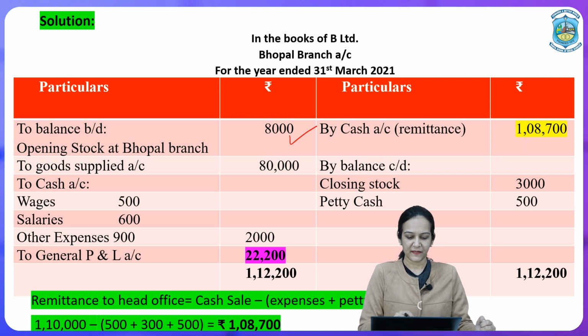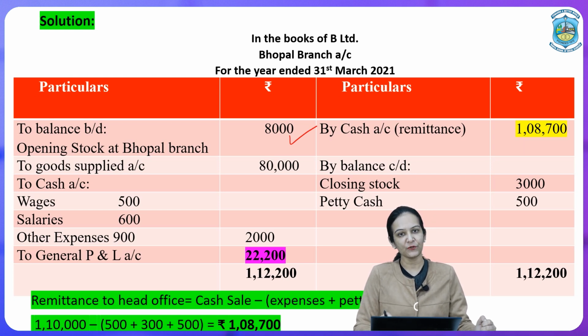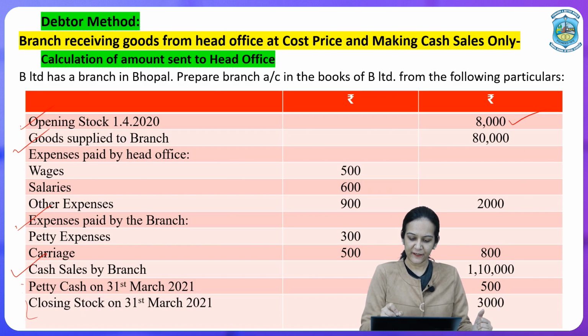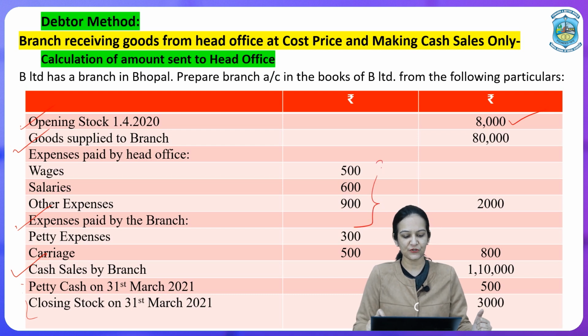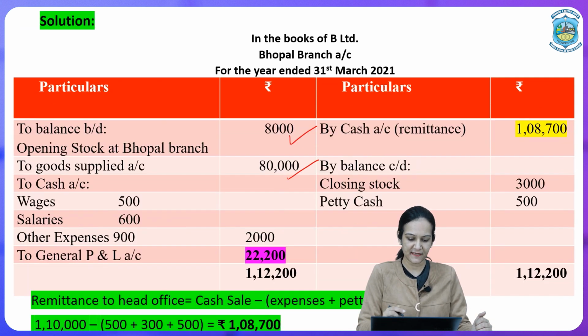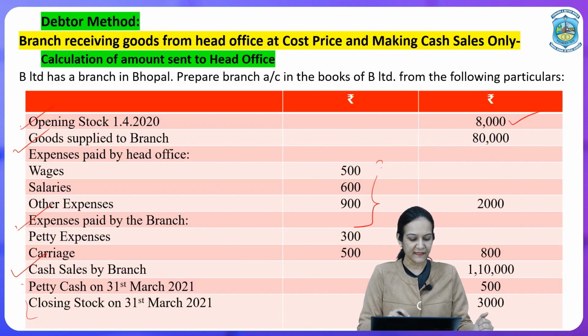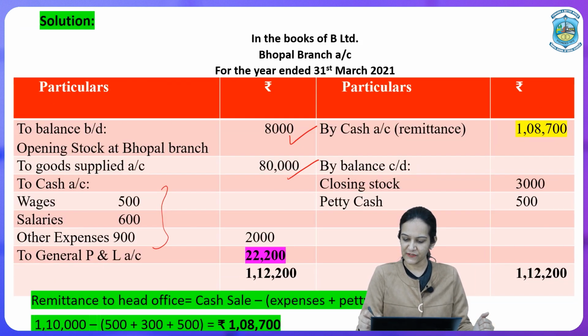Then goods supplied to branch is given, goods are being supplied by the head office to the branch, 80,000 rupees, that is given, that will come at the debit side. Some cash is being sent by the head office to the branch office so that the branch can meet its needs of wages, salaries and other expenses. So, we are writing down those figures as it is. Then closing balances of closing stock and petty cash is given, that again we have written the closing balances as it is.